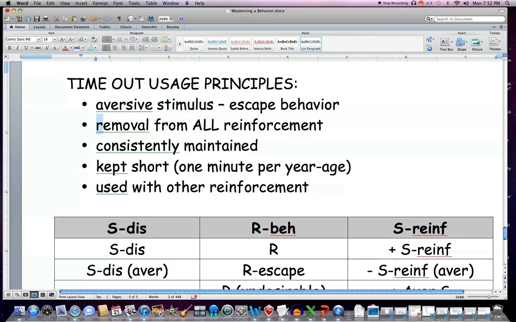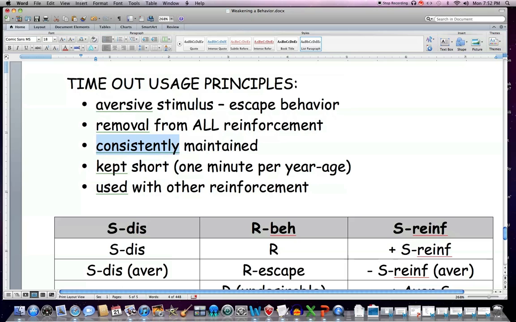And remember that the purpose of timeout is to remove the student from all reinforcement. And if you're putting them in the place where they want to be, maybe they want to be alone in the hall, then you're not removing them from all reinforcement.